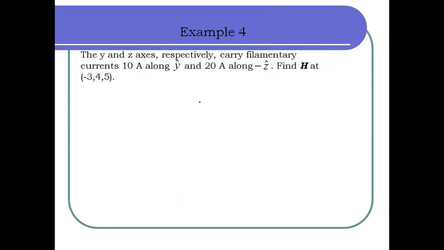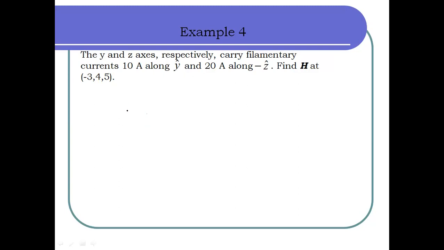Okay, let us proceed with example number 4. In this example, we are given two axes located on the y and z axes respectively, which carry a filament current of 10 ampere along y and 20 ampere along negative z. The question is to find the H field at the point of negative 3, 4, and 5.